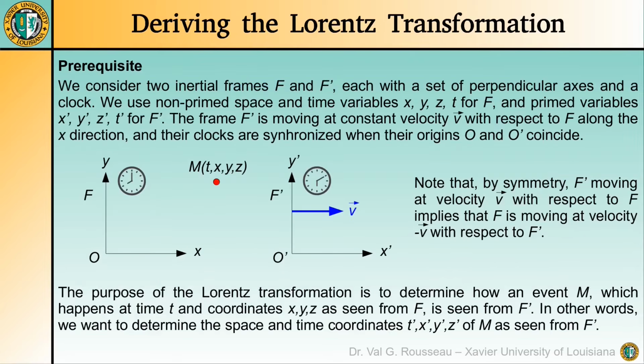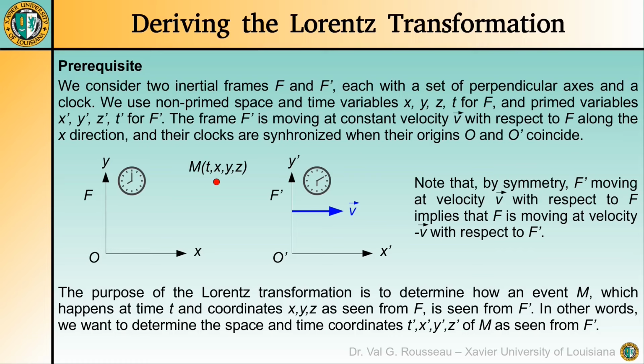So, we are going to consider two inertial frames F and F prime, where F prime is moving with some constant velocity v with respect to F. Each frame has its own set of axes and its own clock, and we are going to choose the x and x prime axes to be parallel to the velocity v. Without any loss of generality, we can always choose the origins O and O prime of the axes to match at a certain time, and the two clocks can be synchronized when this happens.